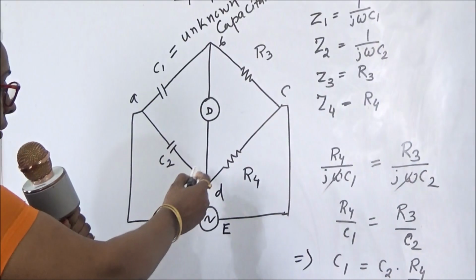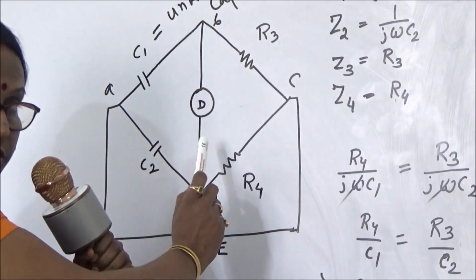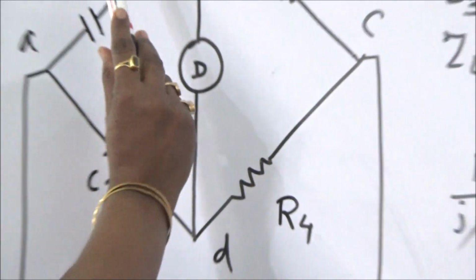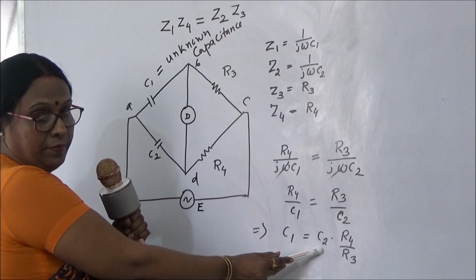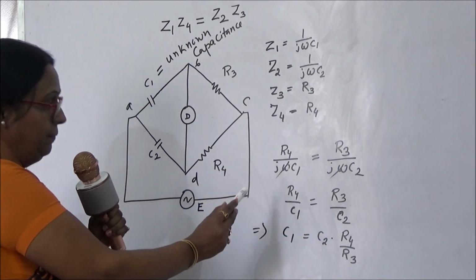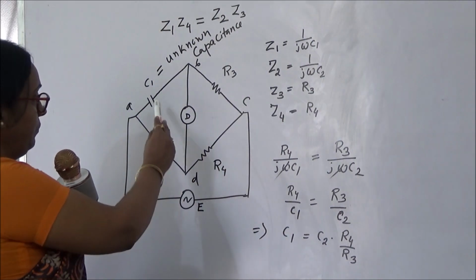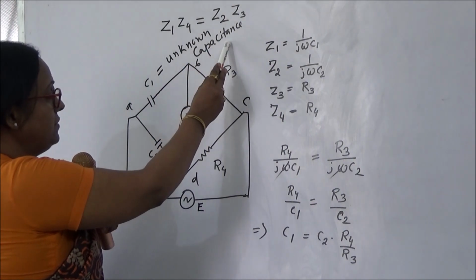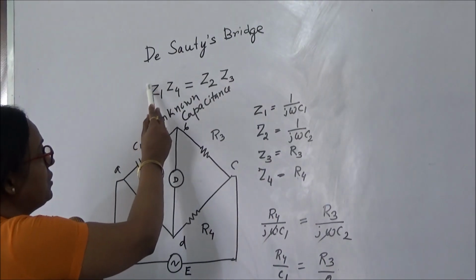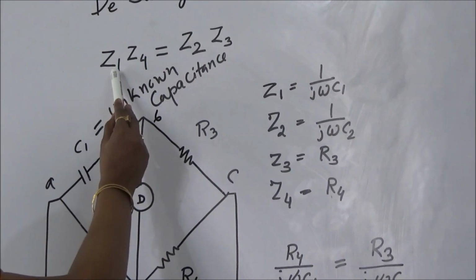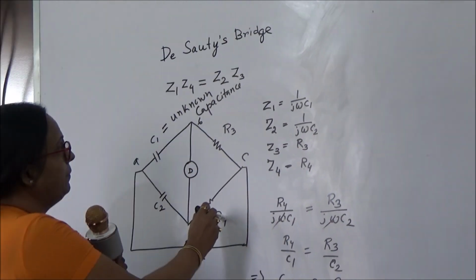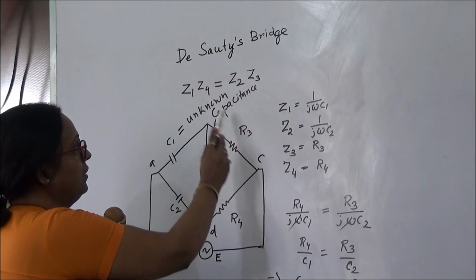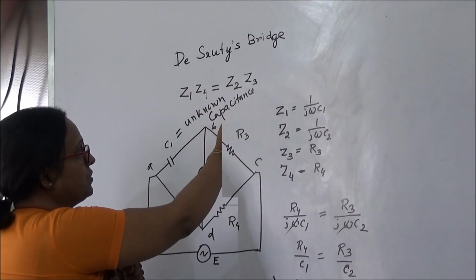As you know, this is the figure of Sauty bridge from where we can measure the unknown capacitance. This is a very simple bridge. Here, this C1 is the unknown capacitance, and this is the general balancing equation for any bridge. The product of opposite arm impedances must be equal: Z1 Z4 is equal to Z2 Z3.